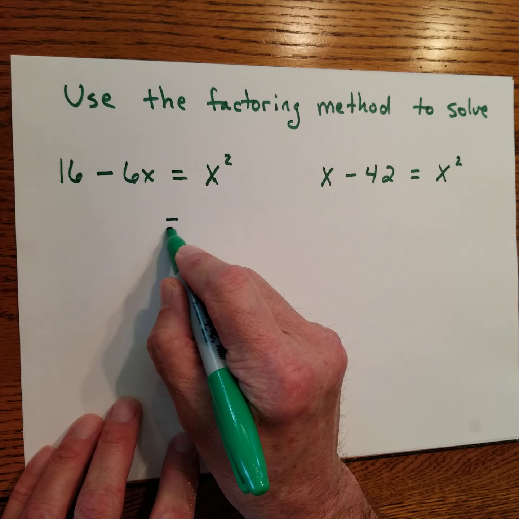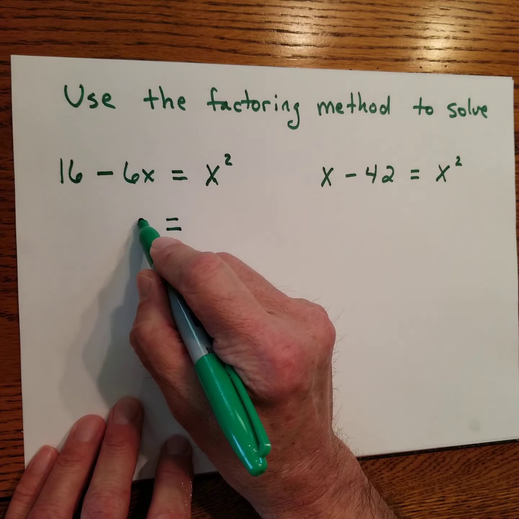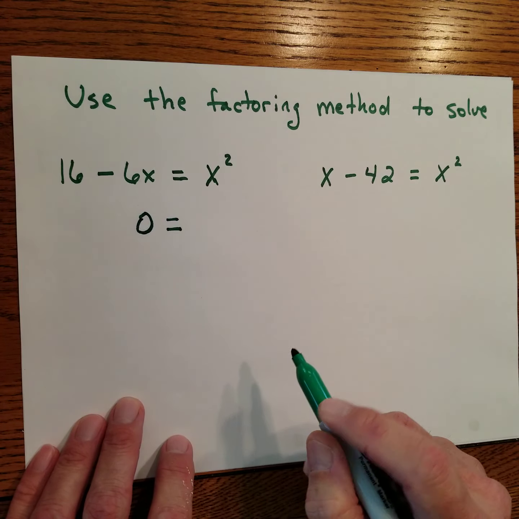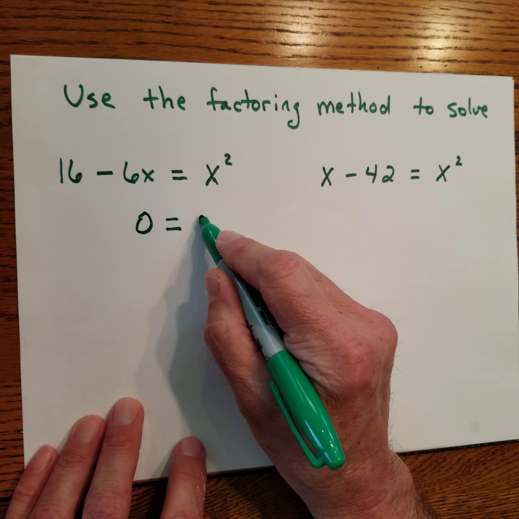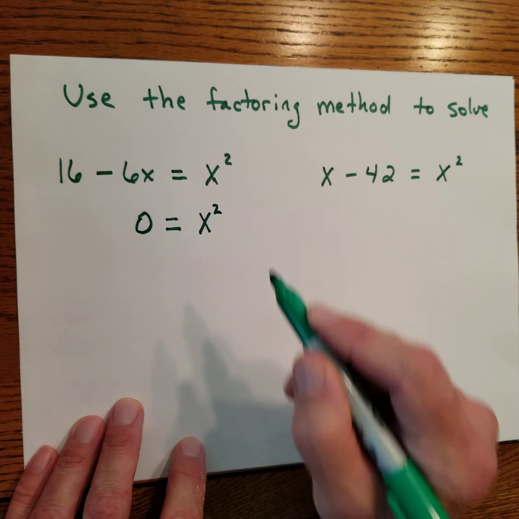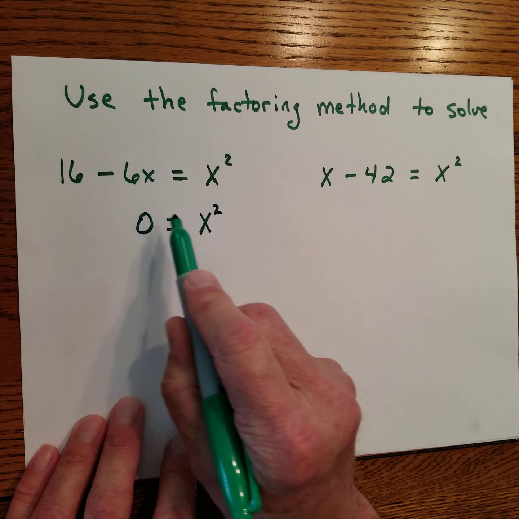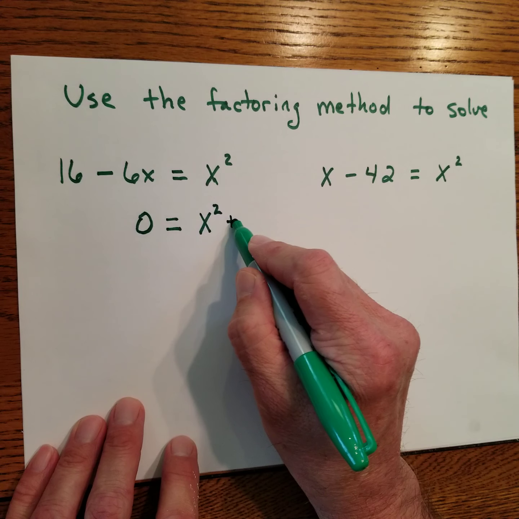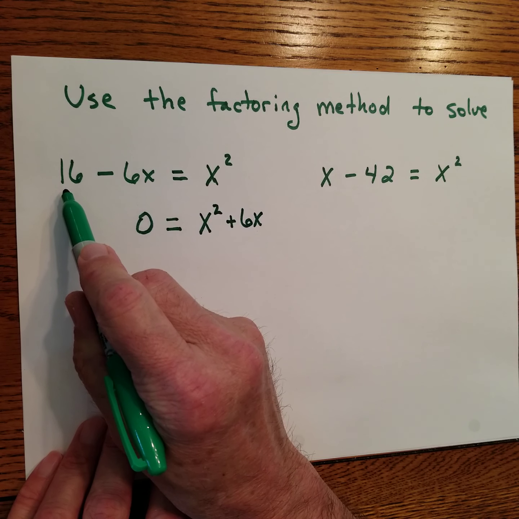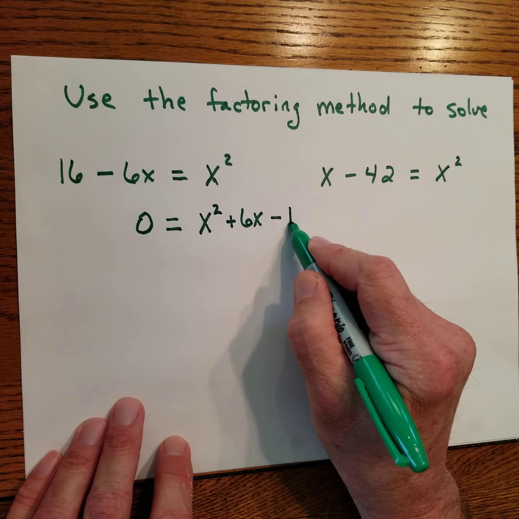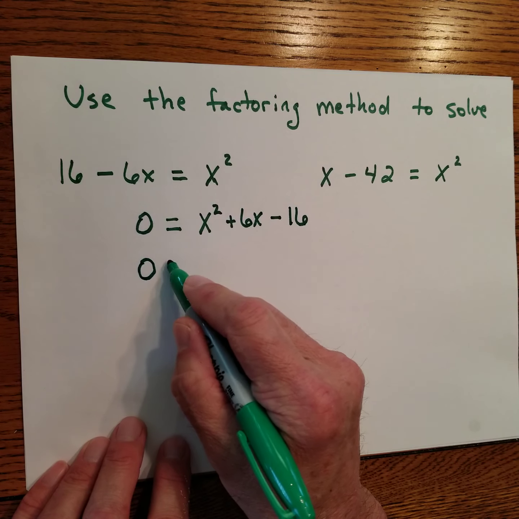Before we can use the factoring method, we should set our quadratic equation equal to 0. I'll put 0 on one side of the equal sign. I choose this side because I like my x squared to be positive, and it already is, so I don't want to move it. Instead, we'll move this negative 6x over to this side of the equal sign, where it's a positive 6x. I'll also move this positive 16 to this side of the equal sign, where it's a negative 16. Now let's see if this factors.